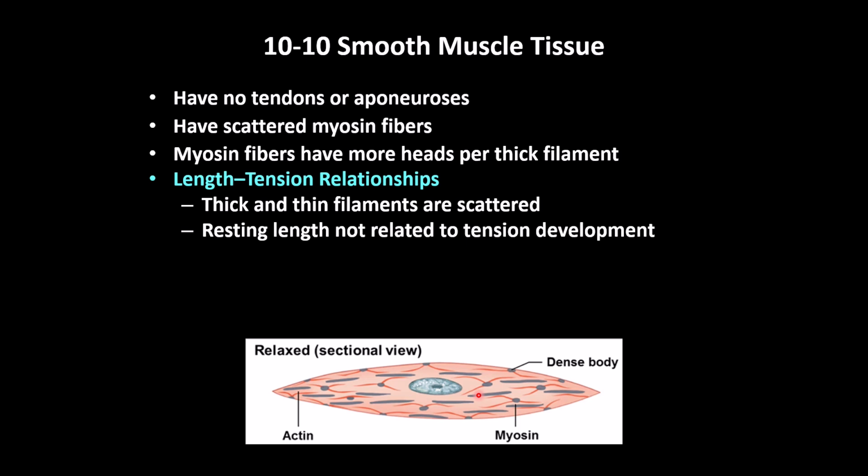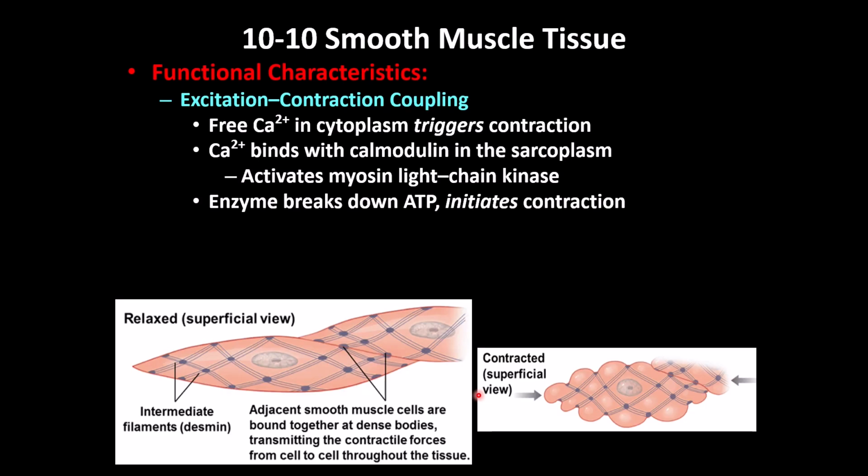Smooth muscles don't have tendons or aponeurosis. It means they are not attached to other muscles, or to the bones. Here you can see that the dense bodies are still there, and they are connected with each other by an intermediate filament called desmin. Okay, they are connected to each other, and that's inside.